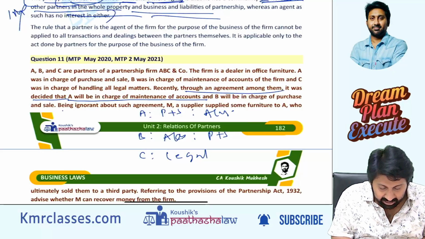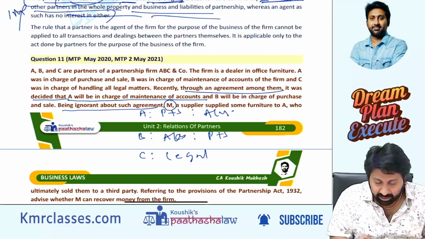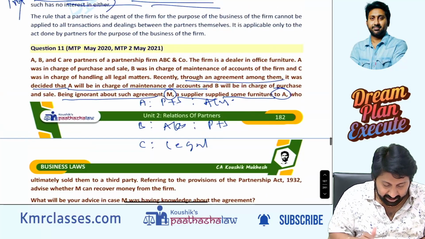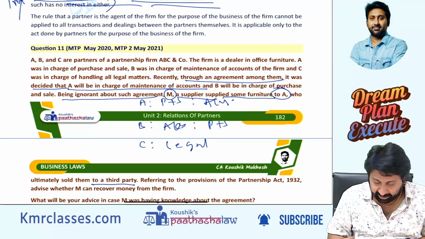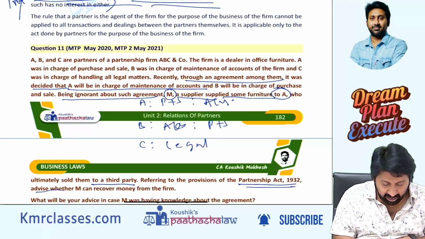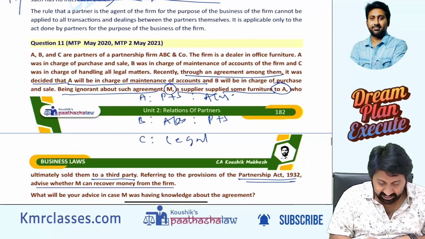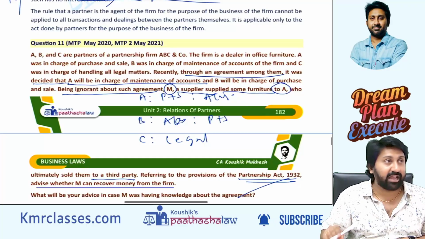Being ignorant of such agreement, M, a supplier, supplied furniture to A, who ultimately sold them to a third party. Referring to the provisions of Partnership Act, advise whether M can recover the money from the firm. What will be your advice in case M has a knowledge about the agreement?